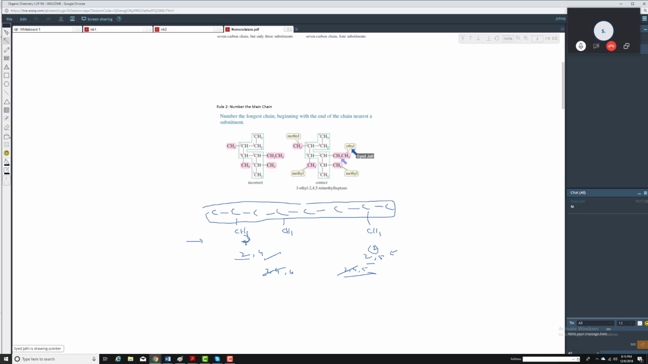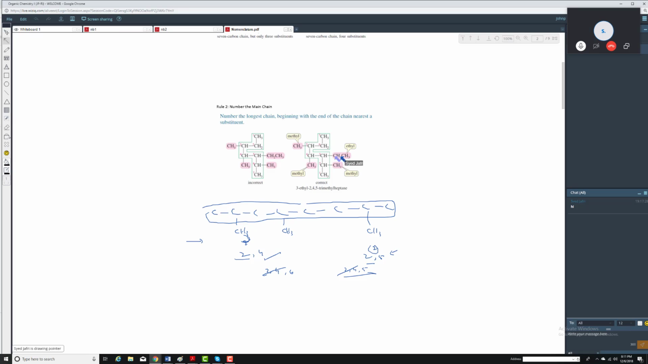Now we are giving the name. At 4 we again have methyl, and at 5 we again have methyl. How many methyl groups are there? Three. Ethyl group we have only one.